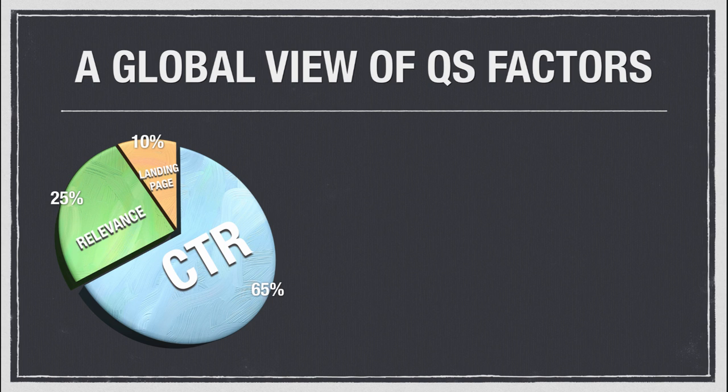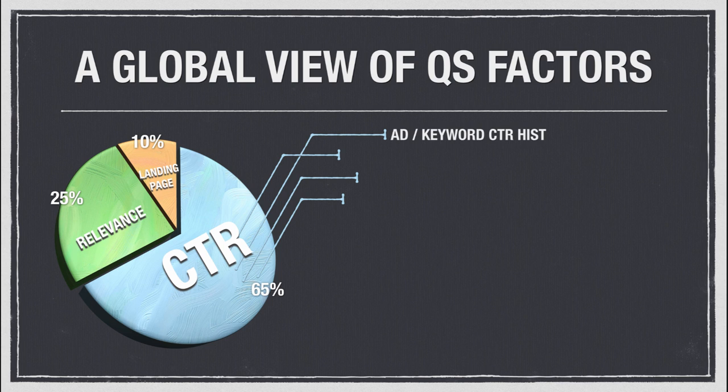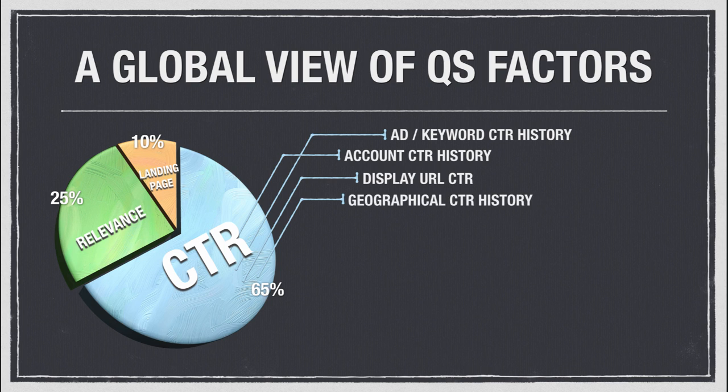Just to review, the CTR portion of quality score includes ad, keyword, click-through rate history, which looks at the historical click-through rates for a given keyword and ad combination. Account CTR history, which takes a broader look at all the keywords and ads in an entire account. Display URL click-through rates, which takes into account the differences in click-through rates across your various display URLs in an ad group. And geographical CTR, which takes into account how your keyword and ad click-through rates perform in different geographical locations.